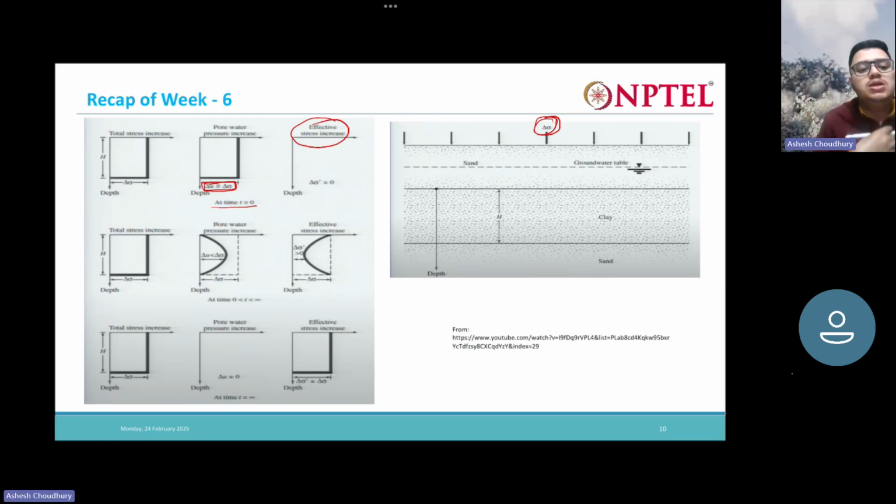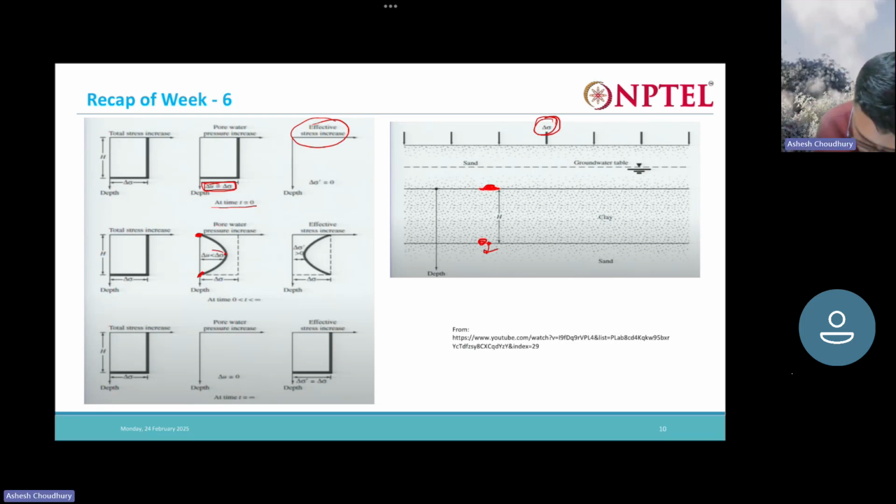Now gradually, what happens? At time just beyond t equal to 0, at the top and bottom faces, the excess pore water pressure will immediately become 0, because these are drainage faces, right? The water molecules here will immediately get dissipated out. So here the excess pore water pressure becomes immediately 0, and at the center you are seeing a maximum pore water pressure. So at any time t, what will happen?